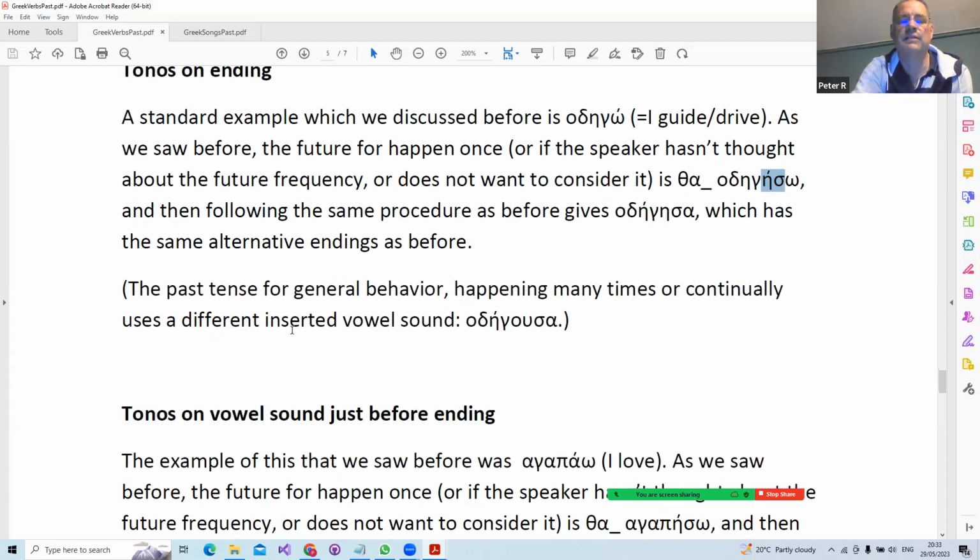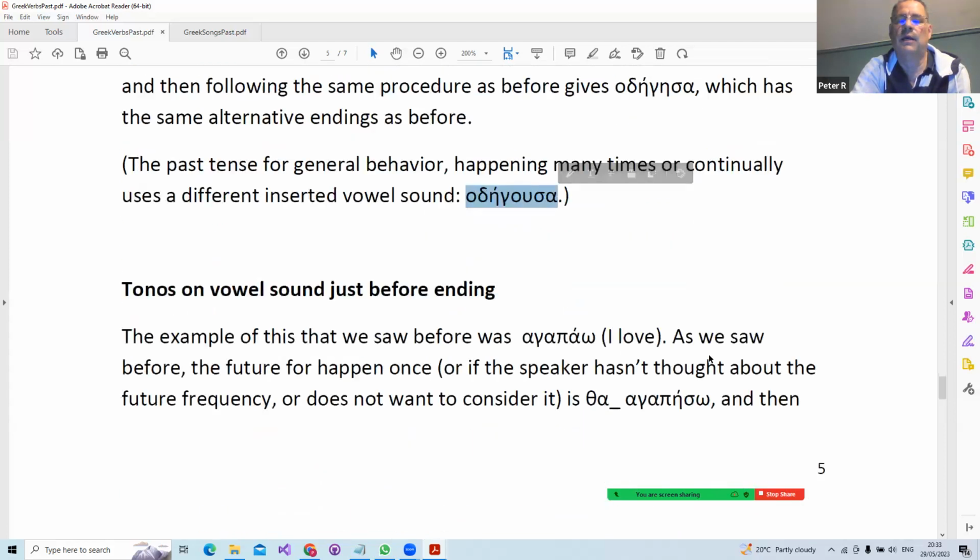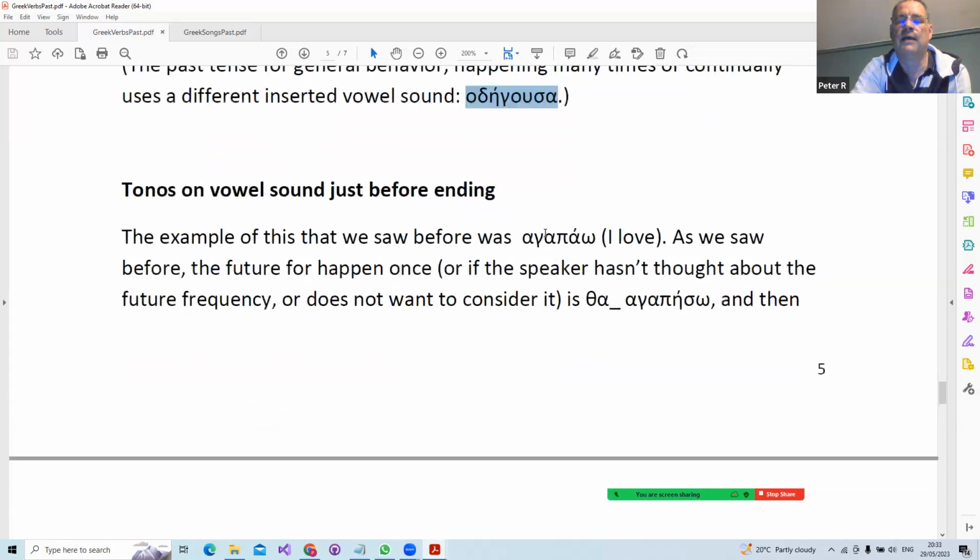There's also a past tense for general behavior, and there, instead of having an E, we've got an U. So οδήγουσα. This gamma has changed from an E to a G because of which vowel sound comes after it. So that's a bit more complication, but I don't think we'll come across this very much in what we're singing. Okay, one we have come across a lot is agapao.